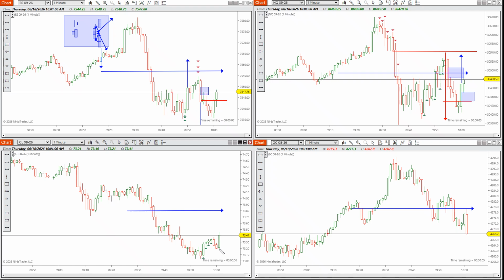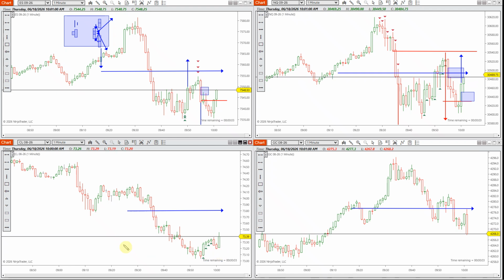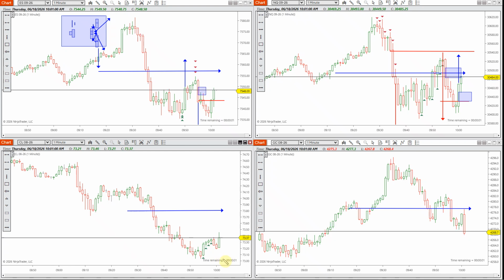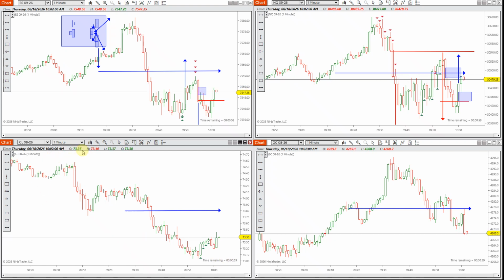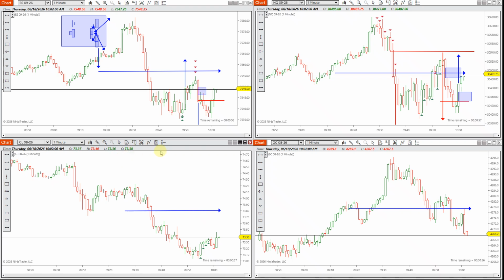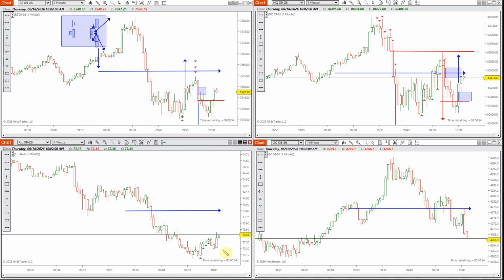Again, this is all four markets with nothing but what's standard on the platform. All right, we got our little bar timer here. I did try to grab this here. I got one of these, but it had more information on it. I'm not wanting to do that for this video.